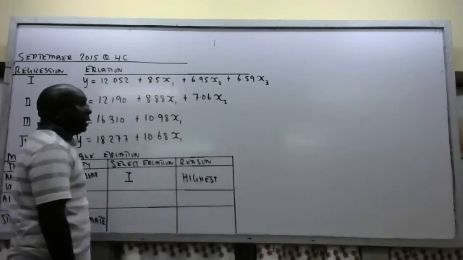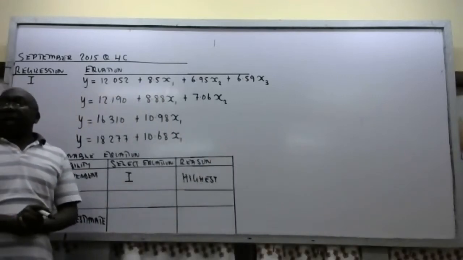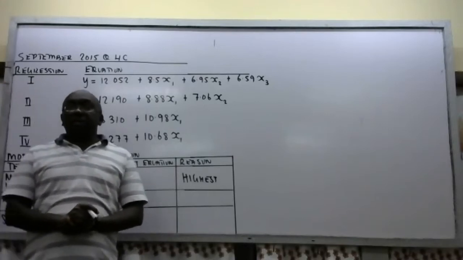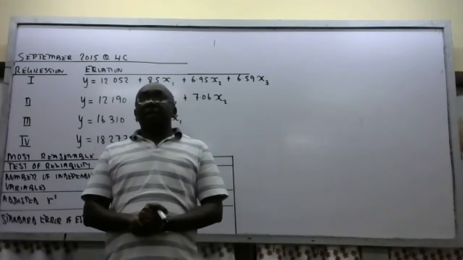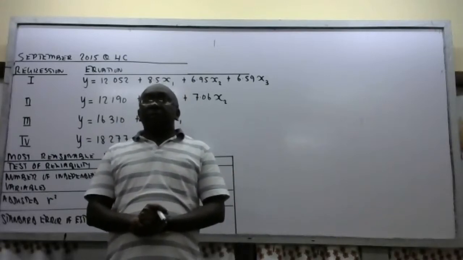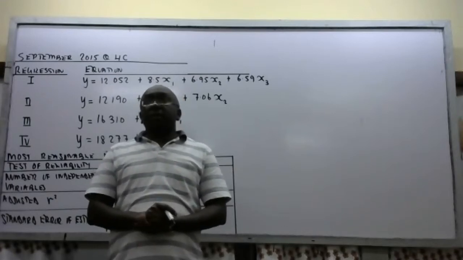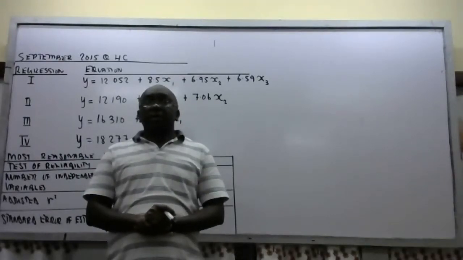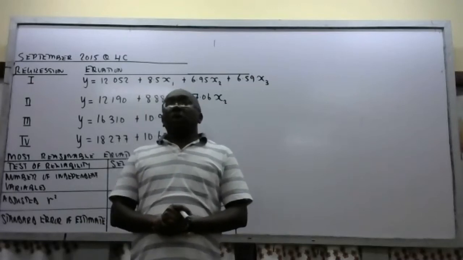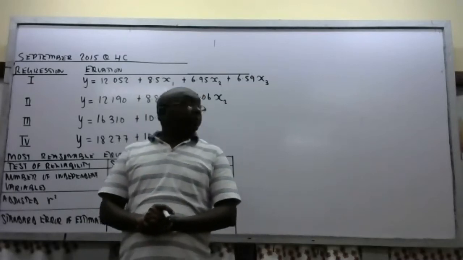Okay, so adjusted R square. The first equation has an R square of what? The second one has? Then the next one? And the last one? So we should go for which one?